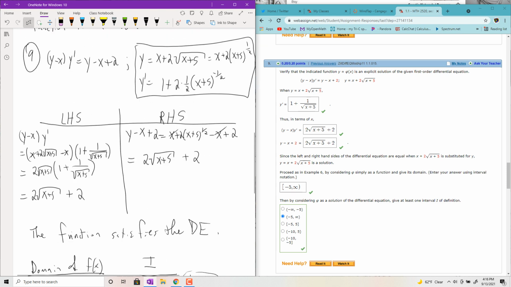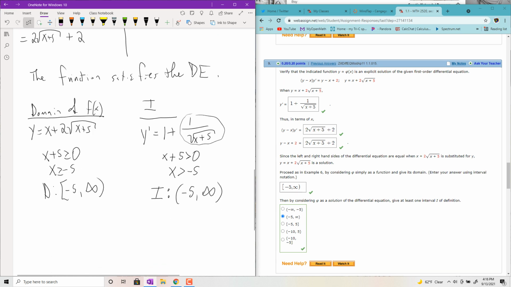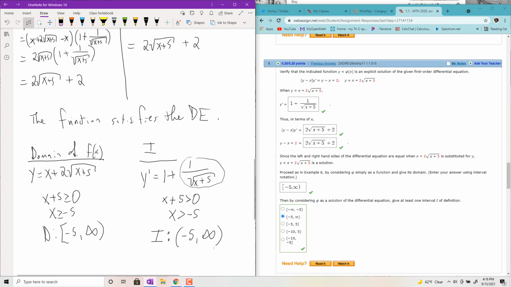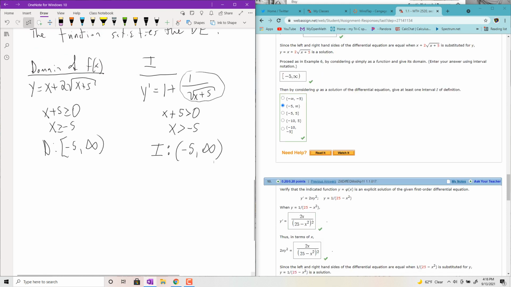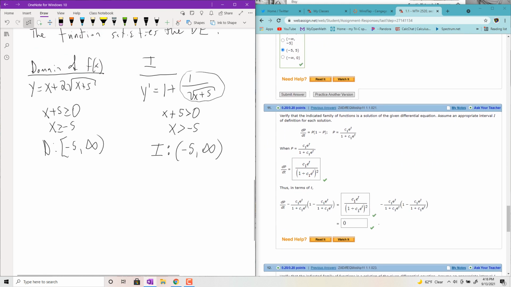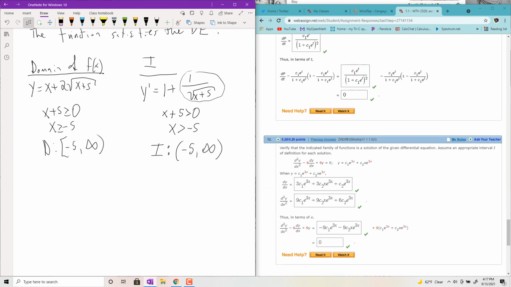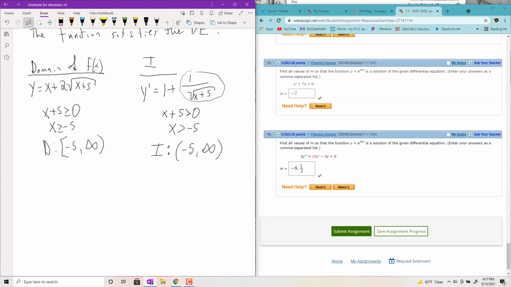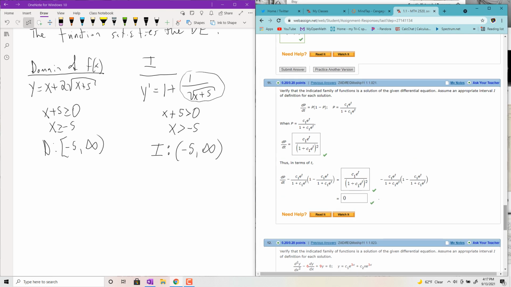So be able to, from this section, show that a given function satisfies a differential equation and be able to identify the domain of the function and the interval of definition. There's one or two versions of that problem, and so on and so forth. Okay, let's move on to 1.2.